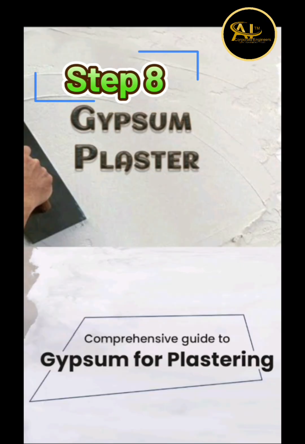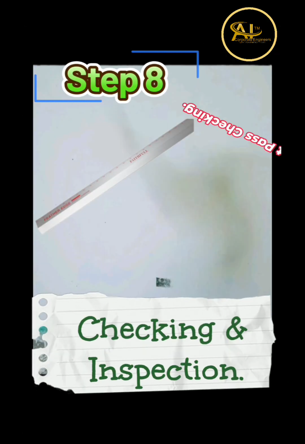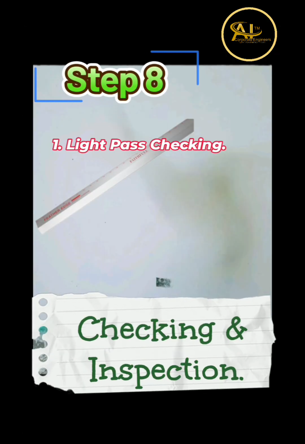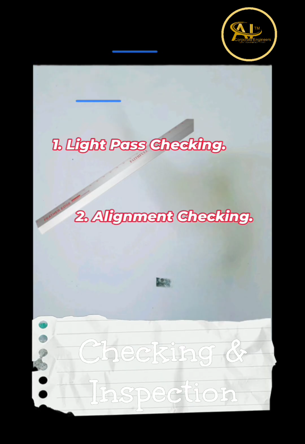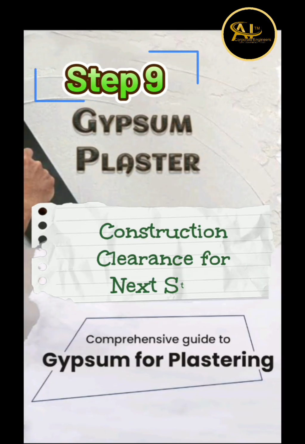Step 8. Checking and inspection. Two most important checks: light pass checking for uniform surface, and alignment checking horizontally and vertically. Step 9. Construction clearance for next stage.